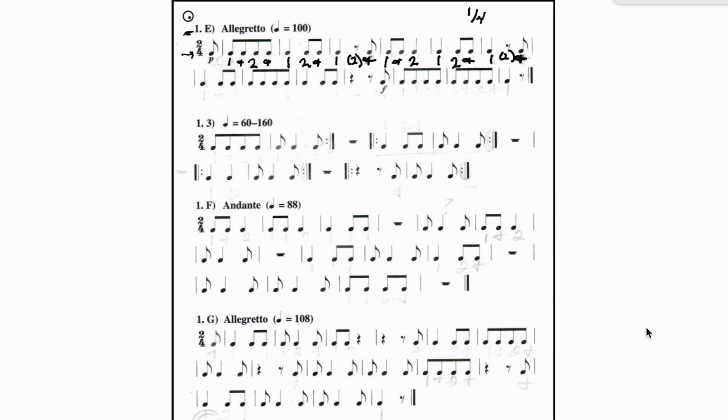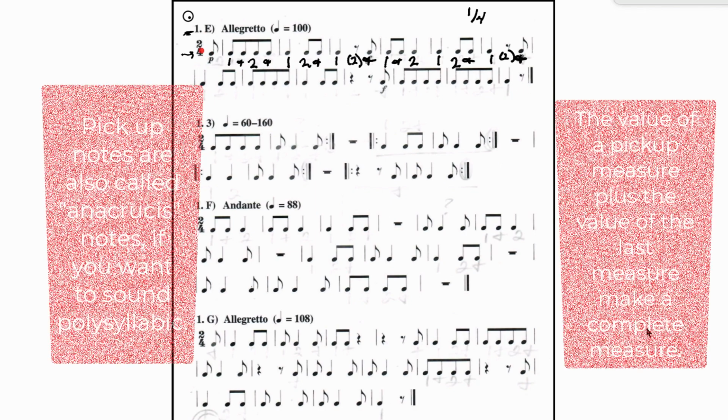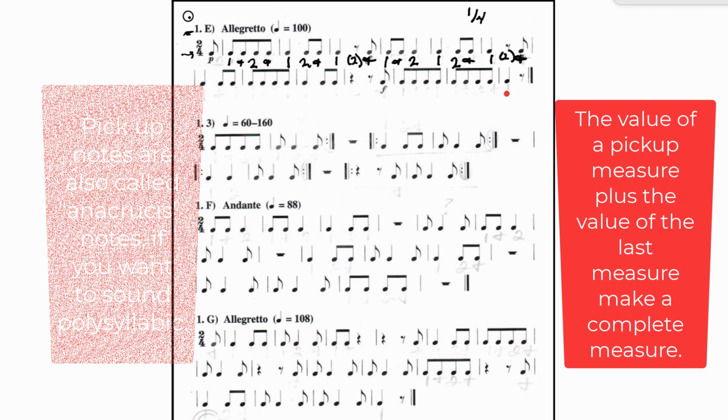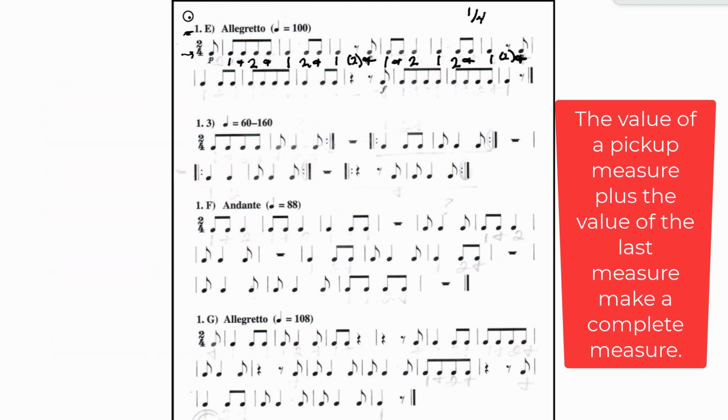Okay. Now, I'm going to go back and deal with the pickup note. If we look at the pickup measure and the very last measure, we notice they are both incomplete. The first pickup measure has only an 1/8 note's worth. The last measure has a quarter plus an 1/8. It's almost 2 quarter notes worth. It's short 1/8 note. Why? That's the 1/8 note that is at the beginning.